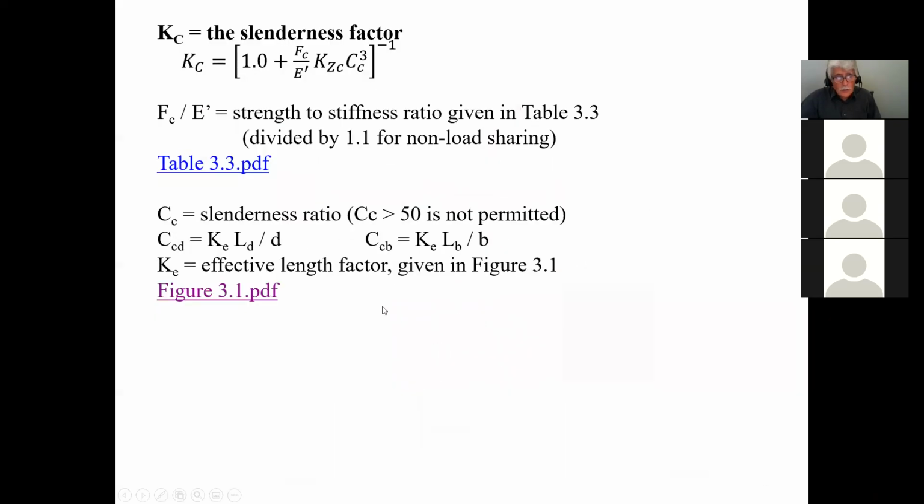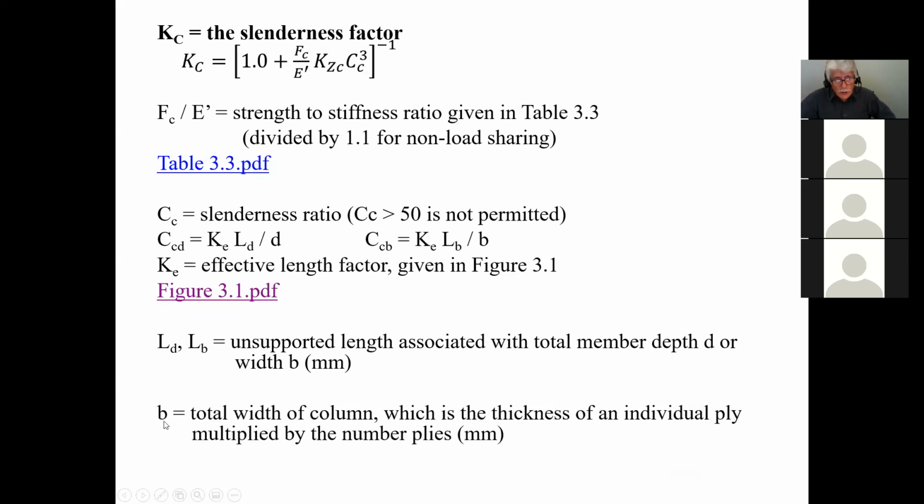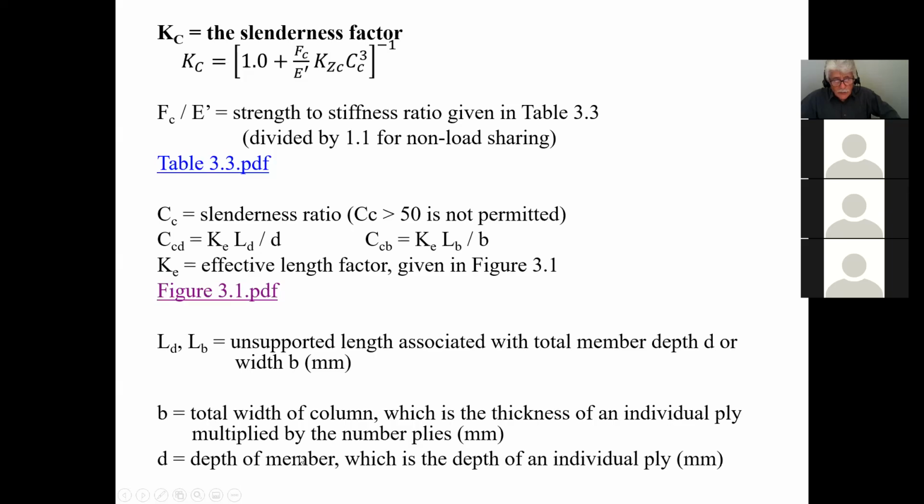Okay, so now, LB and LD, unsupported length associated with total member depth or width. So that's the LB or the LD. And B is the total width of the column, which is the thickness of the individual plies multiplied by the number of plies. So keep that in mind. If you're putting up a 2-ply, it's 2 times 38, 3-ply, 3 times 38, 4-ply, 4 times. So B is always the total over all the plies, not just each ply. And D, of course, is always the depth of the lumber. So it's either going to be 89 for a 2x4 or 140 for a 2x6.